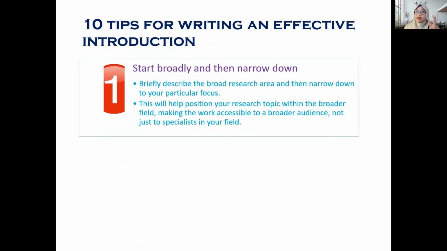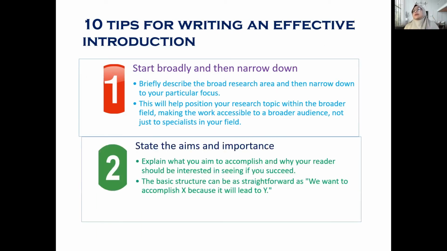So the second tip is state the aims and importance. Explain what you aim to accomplish and why your readers should be interested in seeing you succeed. The basic structure can be straightforward: we want to accomplish X because it will lead to Y. This is just very straightforward.